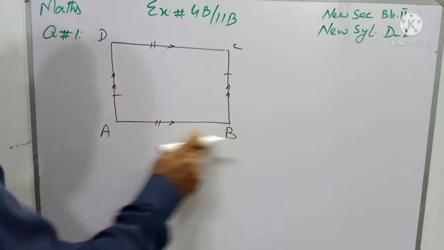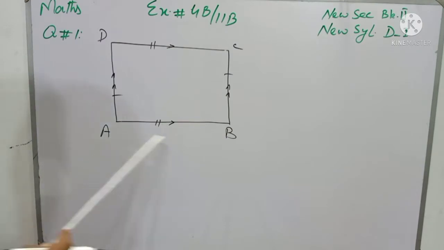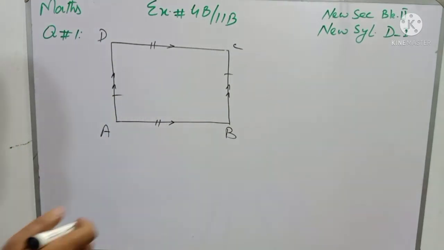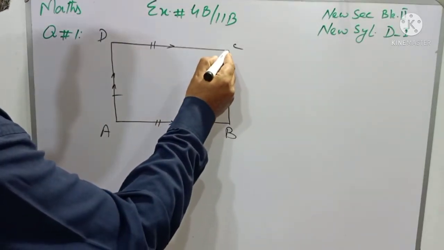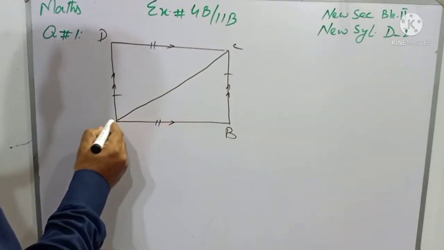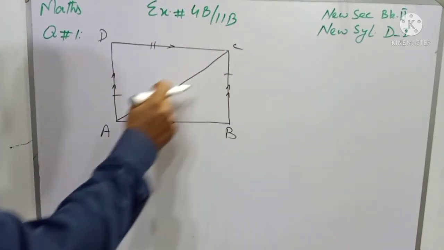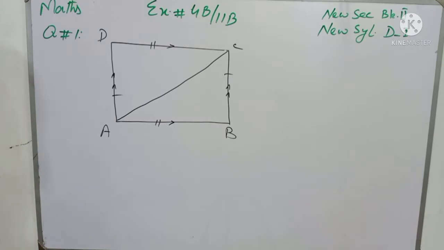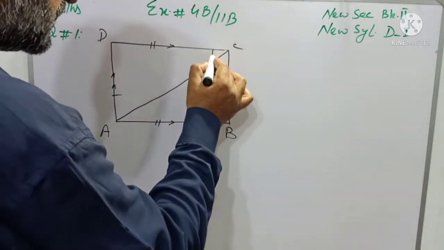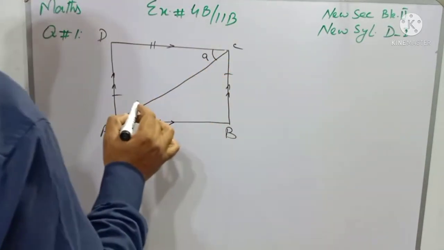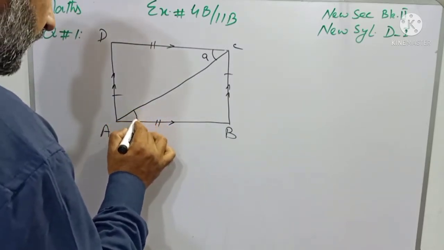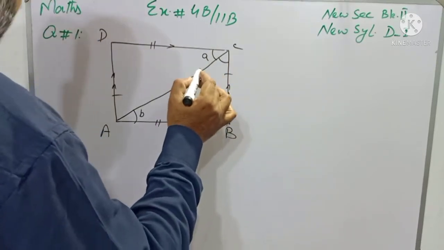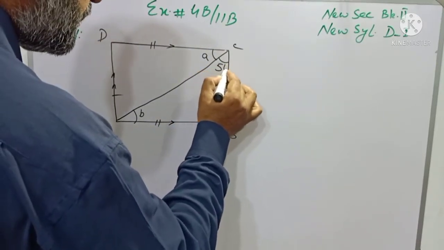So students, ABCD is the rectangle in which AC is the diagonal. If we join the opposite corners of a rectangle, then this line is called a diagonal. And students, the name of this angle is given as A degree, whereas this angle is angle B, and this angle is given, it is 54 degrees.